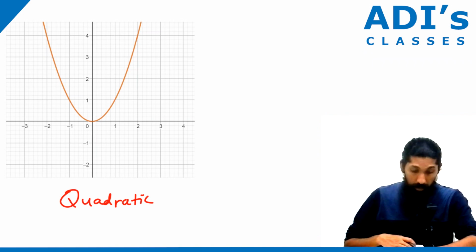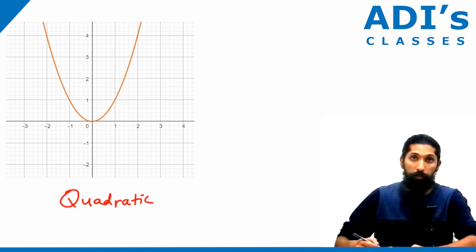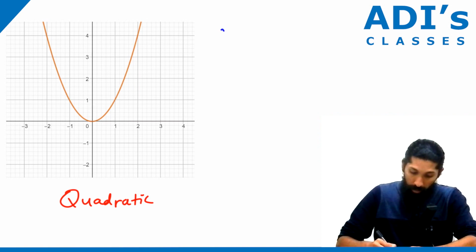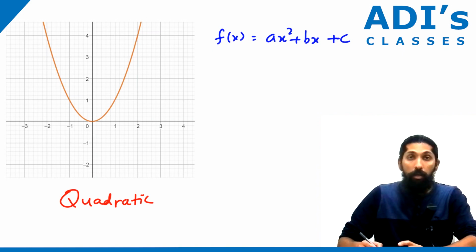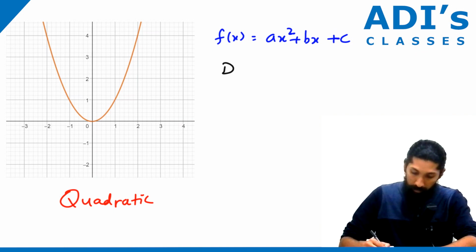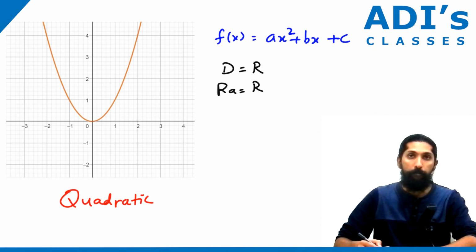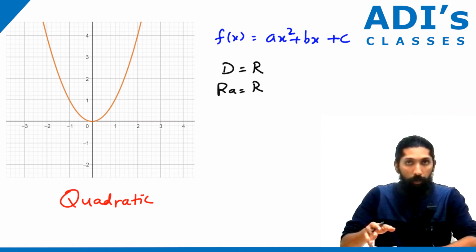Now, if you look at this, it's going to be a parabola, isn't it? Last year you learnt about this. In this case, the function is f of x is equal to ax square plus bx plus c. Depending on the values of a, b and c, the curve is going to change. But here the degree of the polynomial is 2. Again, the domain is going to be the set of real numbers. The range is also going to be the set of real numbers. Fair enough? So this is basically the graph of one of the types of polynomial function.